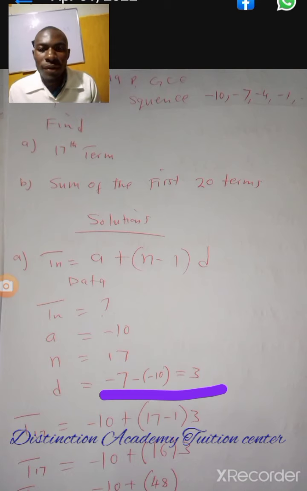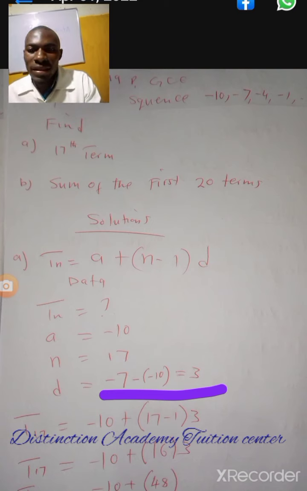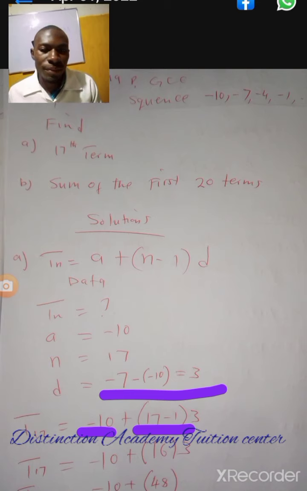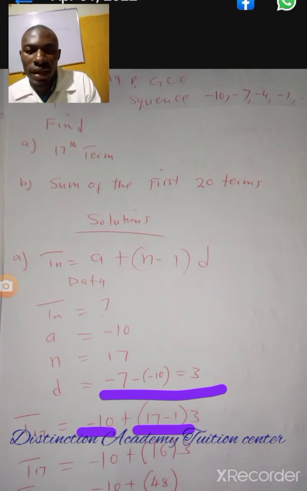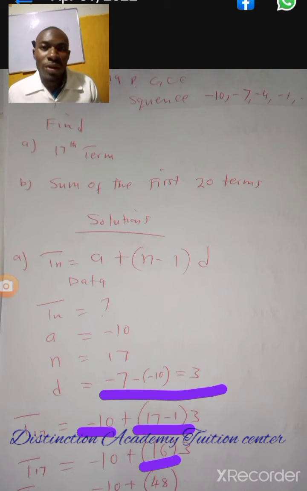From there, you're just going to substitute in. Where there's n, you put 17. Where there's a, you put -10. Where there's d, you put 3, because that is your common difference. So T17 is equal to the first term, -10, plus n, which is 17, so 17 minus 1, then d is 3. 17 minus 1, the answer is 16. So you have -10 plus (16 times 3).